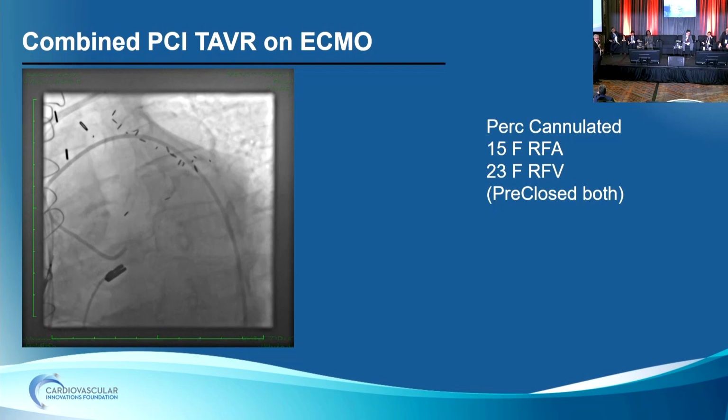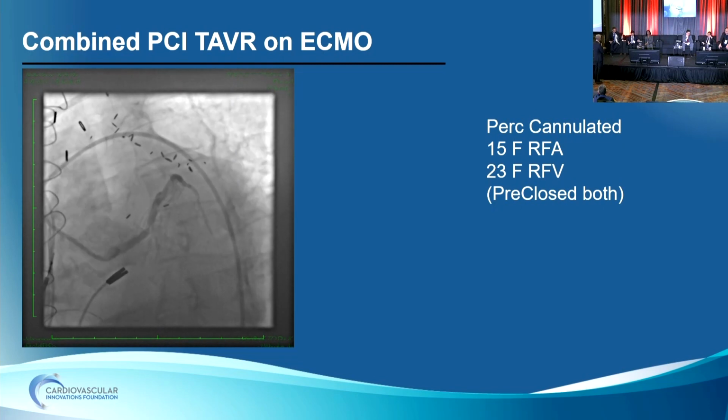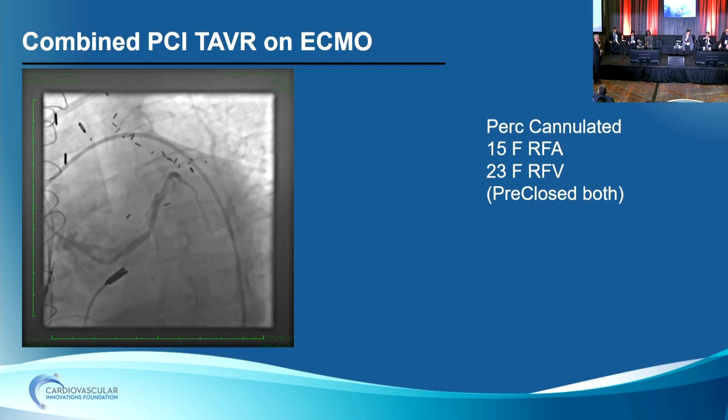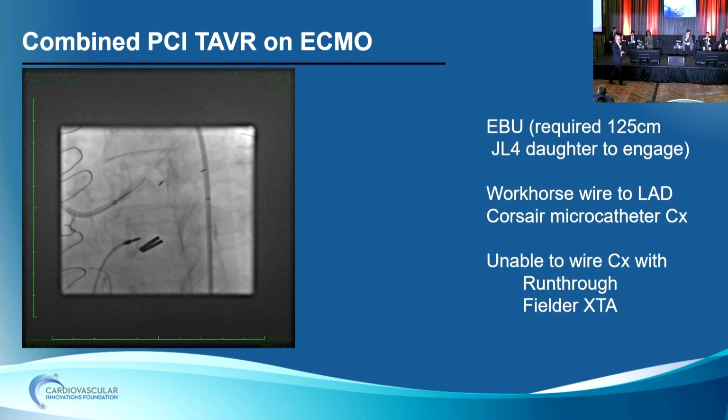So we went on ECMO, and we decided to do the PCI first, thinking it'd be easier without the valve in our way. There was some discussion about using guides. I won't belabor this, but we couldn't get an EBU to sit in there. We had to actually put a 125 JL through the EBU, engage it that way to get a little upward direction, and then pull that out after getting the wire in.